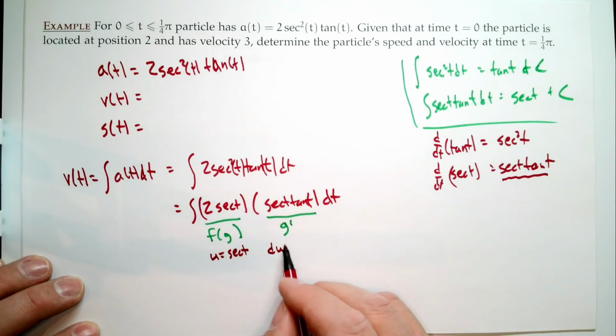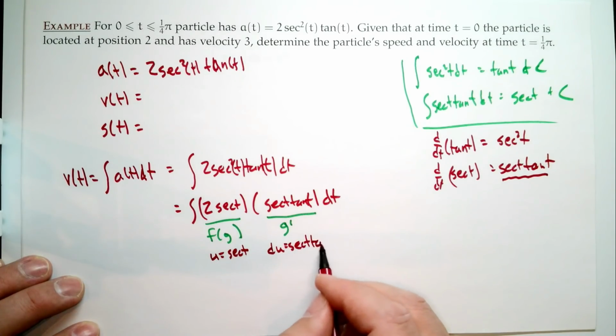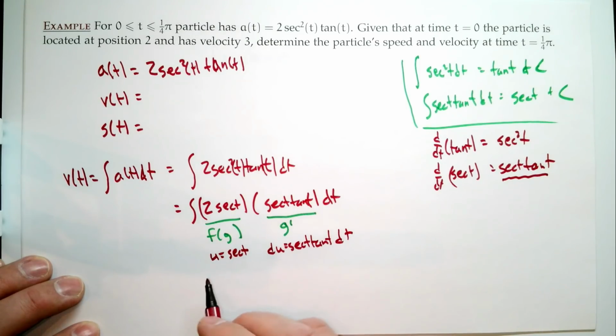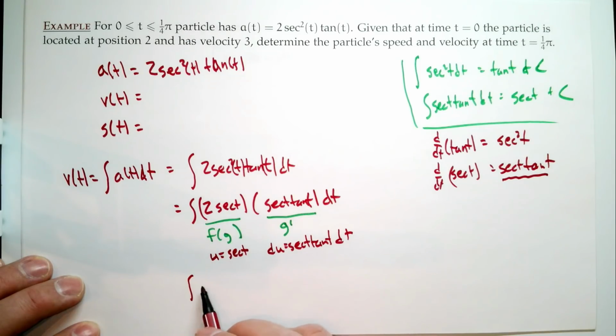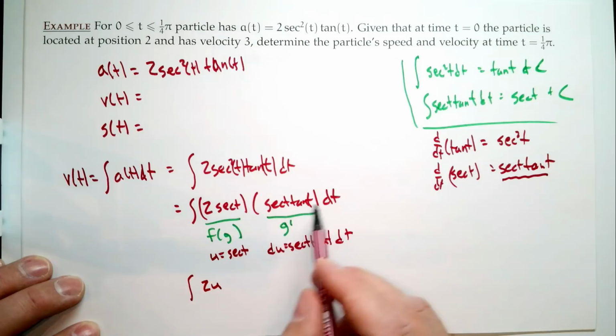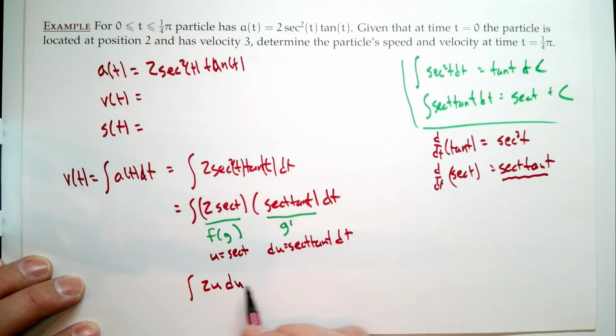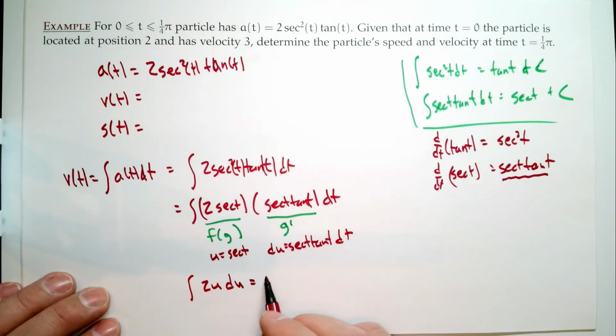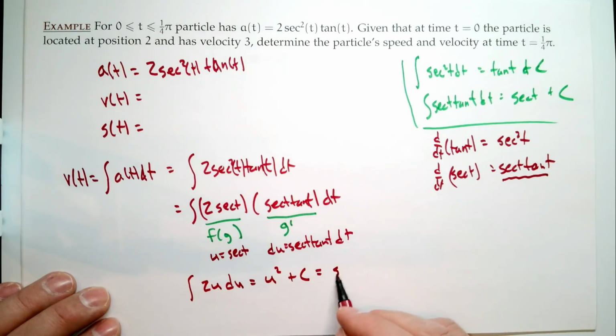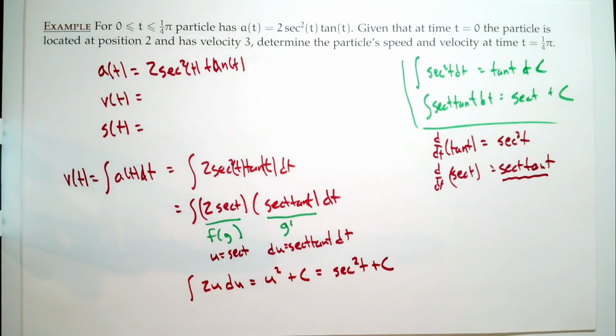We're going to let our substitution be our secant function. Then our du will be secant t tangent t dt. And our integral becomes 2 secant, which becomes 2u. Secant t tangent t dt becomes du. Well, the integral of 2u is u squared. And of course, tack on a plus c, so this becomes secant squared plus c.